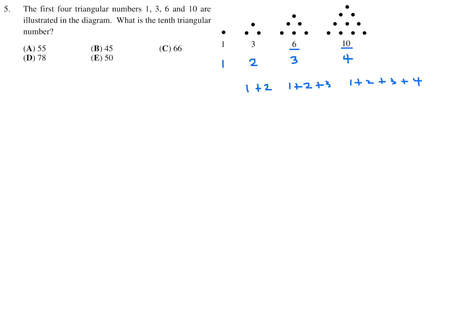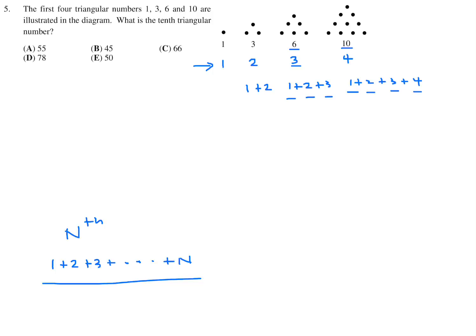So I hope you see a pattern here. The pattern is that if you have the nth triangular number, it is of the form 1 plus 2 plus 3 all the way up to n. This was the fourth one, so it was 1 plus 2 plus 3 all the way up to 4. This was the third one, 1 plus 2 plus 3. So this is how you figure out the nth triangular number.